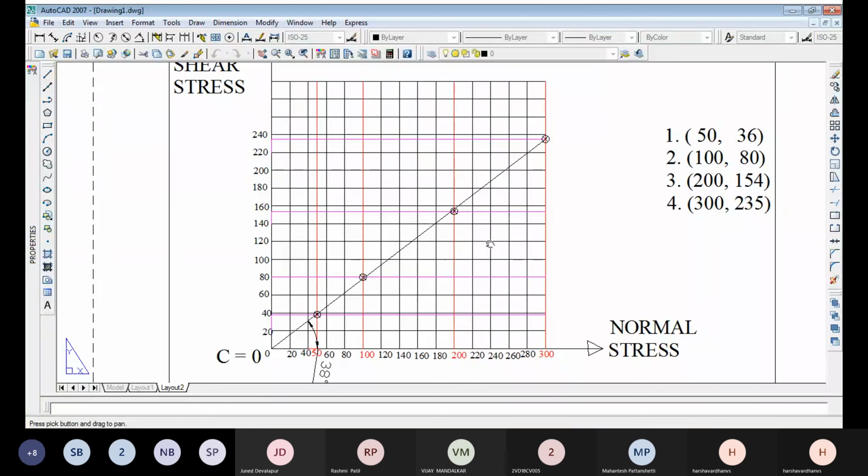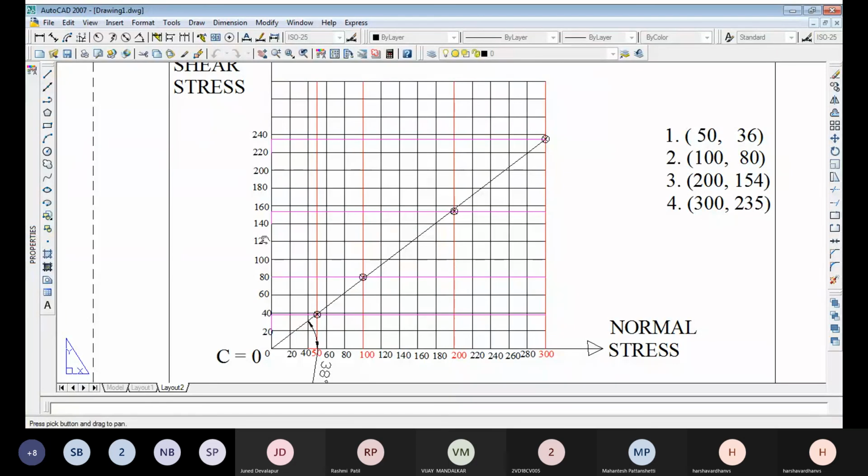So you can make out what kind of graph you will get when you're testing certain types of soil. If you're testing a sandy soil, you will know that the cohesion value will be less. Or if you're testing a clay soil, sticky soil, cohesive soil, you will know that cohesion will be more and friction will be less. That is, this angle will be less and this cohesion value will be more. So by looking at a graph, you can say whether the soil is cohesive soil or cohesionless soil or whatever.